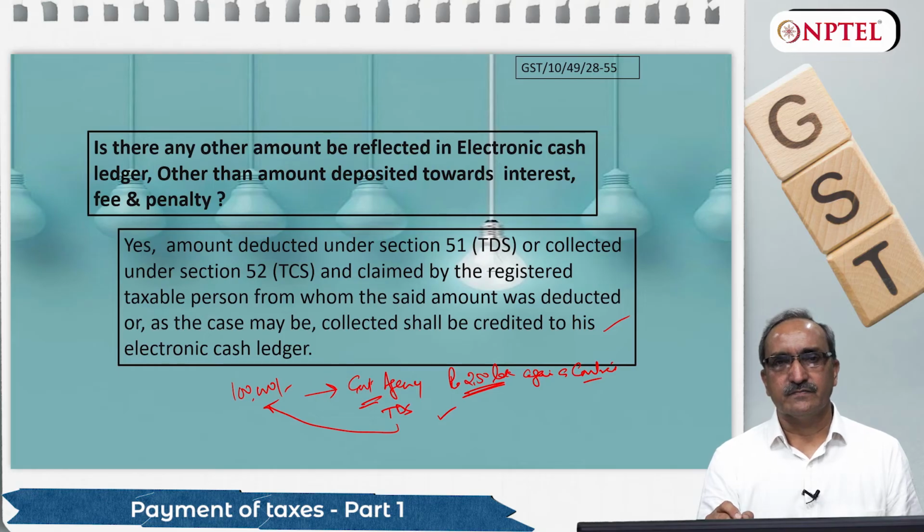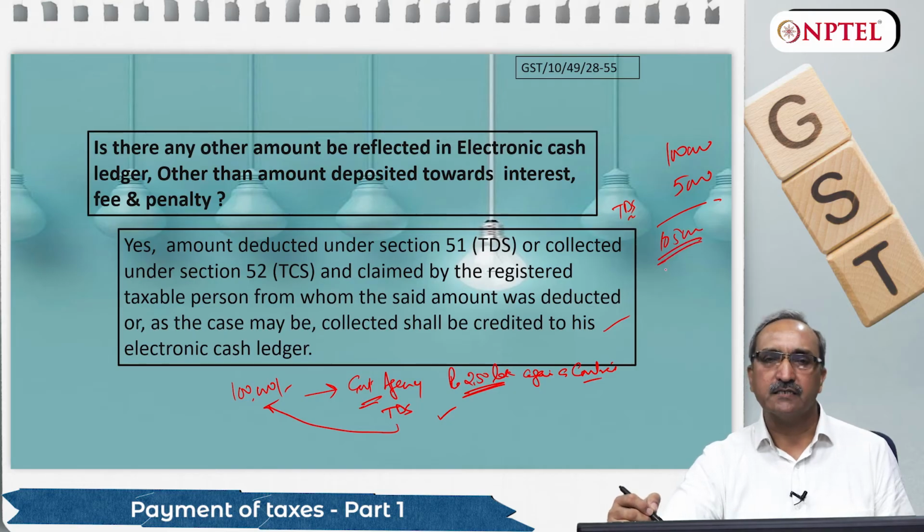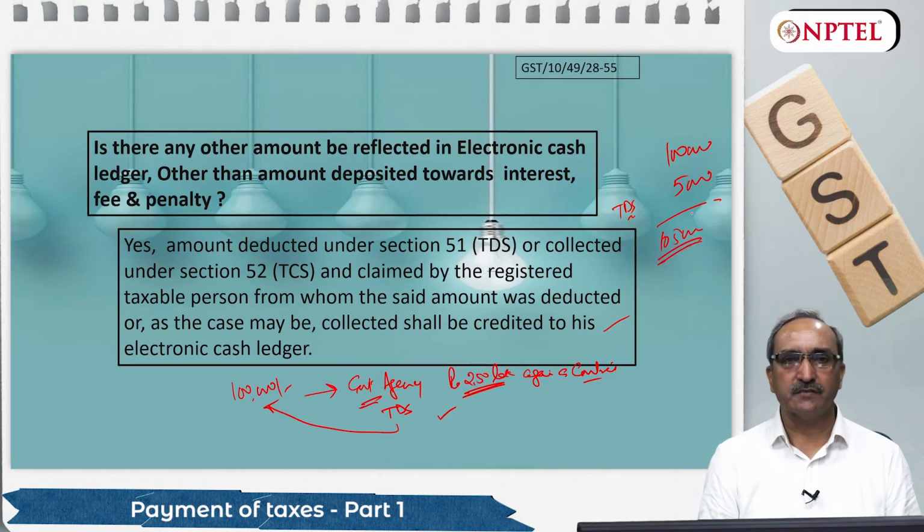And if you have deposited 1 lakh rupees in your cash ledger and you have another 5,000 rupees which is TDS deducted by your buyer, so you have a balance of 1,05,000 rupees in your cash ledger. You can use it for your payment.